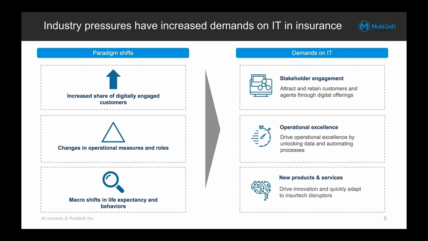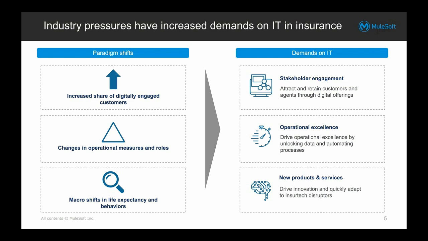We're also seeing changes in operational measures and roles, and what this is leading to is an increased focus on operational excellence. How can business processes such as underwriting or running a first notice of loss business process be automated as a means of increasing the margin on each policy?